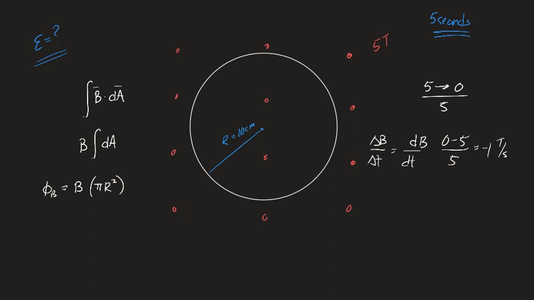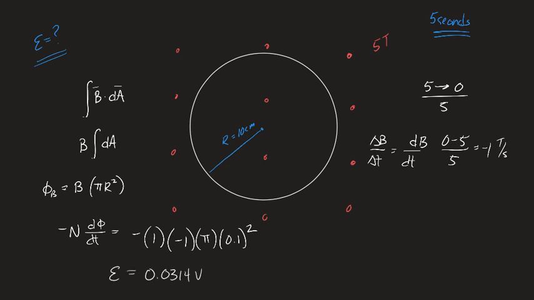Okay? So, that suggests now that if I do negative N d flux dt, what I really have is negative times 1 times -1 times pi times 0.1 squared. Any problem with any of that? So my actual EMF is going to be 0.0314 volts.